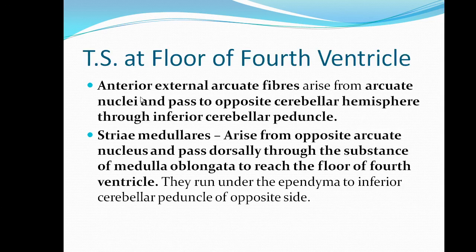Now, coming to the transverse section at the floor of the fourth ventricle, the anterior external arcuate fibers arise from the arcuate nuclei and pass to the opposite cerebellar hemisphere through the inferior cerebellar peduncles. Fibers arise from the opposite arcuate nucleus and pass dorsally through the substance of the medulla oblongata to reach the floor of the fourth ventricle. They run under the ependyma to the inferior cerebellar peduncle of the opposite side.